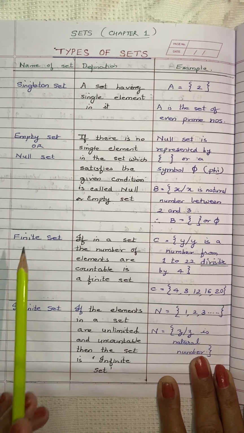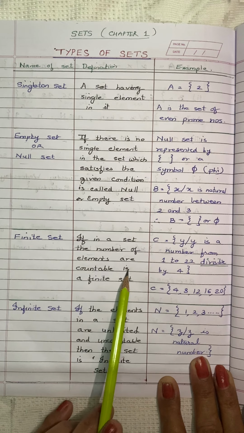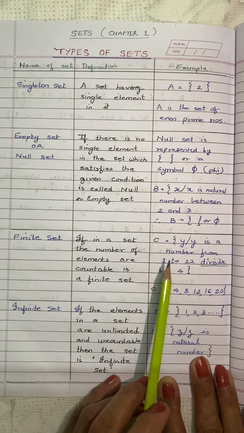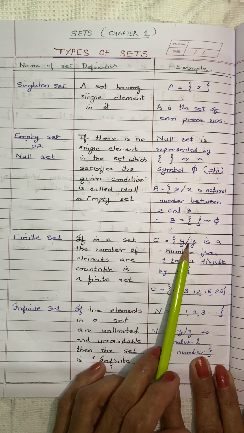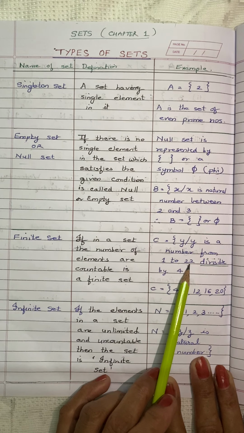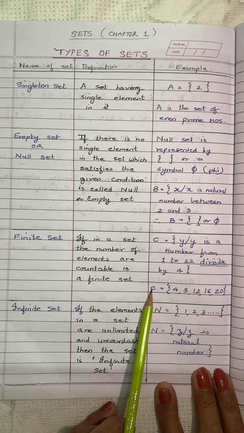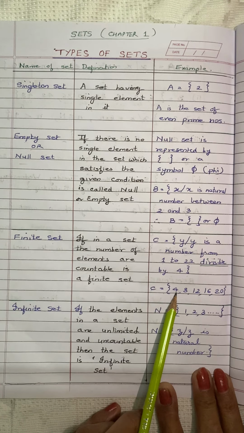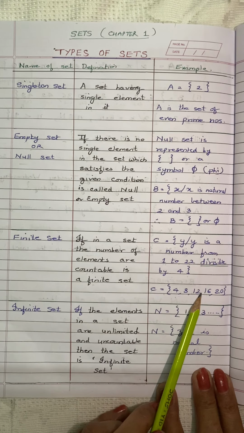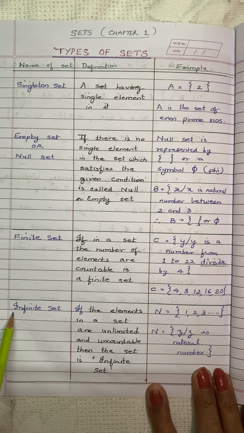Now the third one is the finite set. If the number of elements in a set is countable, it is a finite set. That is, we can count the elements in the set. So C is equal to {y such that y is a number from 1 to 22 divisible by 4}. We can write C is equal to {4, 8, 12, 16, 20}, all the numbers between 1 and 22 which are divisible by 4. Next week we'll see the next type of set, the infinite set.